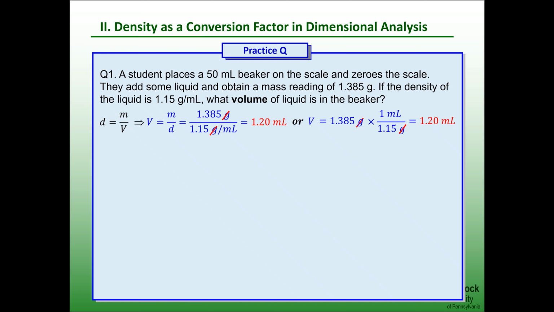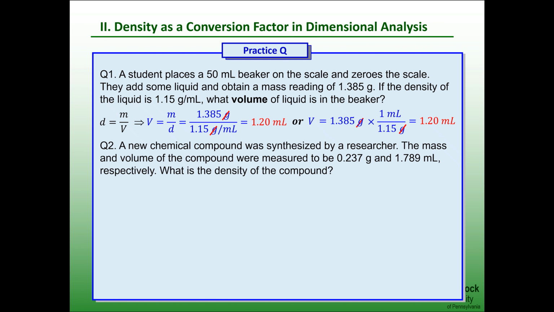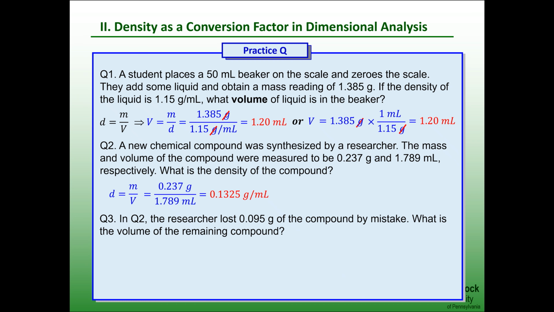In the second problem, a researcher synthesizes a new compound and measures its mass, 0.237 grams, and its volume, 1.789 milliliters. To find density, we use the basic formula, density equals mass over volume. Plug in the given mass and volume of the compound. We have 0.1325 grams per milliliter.